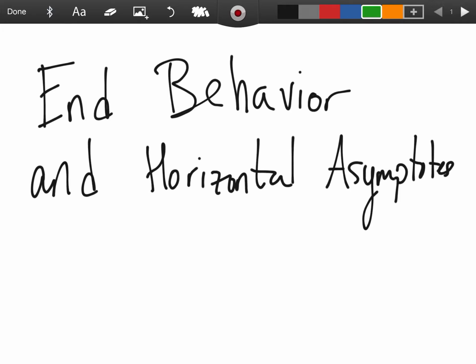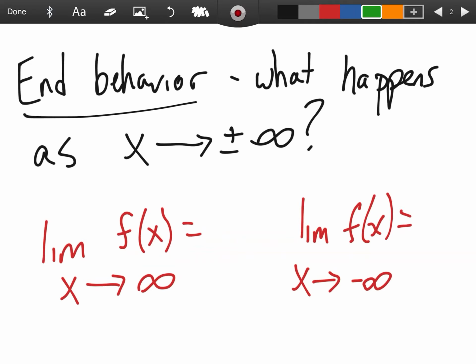All right, welcome. In this video, we are going to be talking about the end behavior of functions as well as horizontal asymptotes. We've already really examined vertical asymptotes, but now we want to say, well, what about horizontal asymptotes? So first off, end behavior. End behavior is what happens at either end of the function.